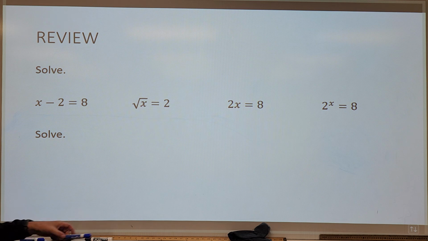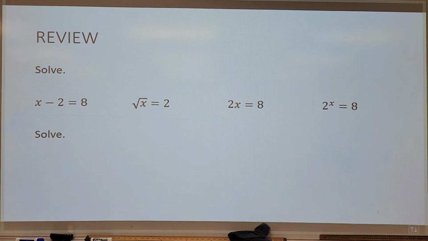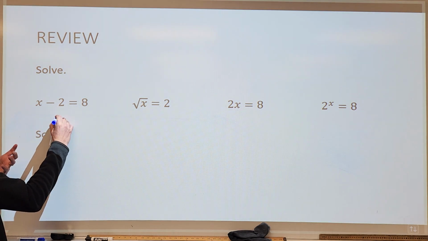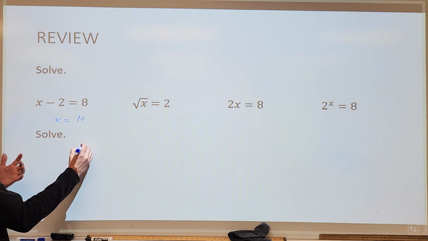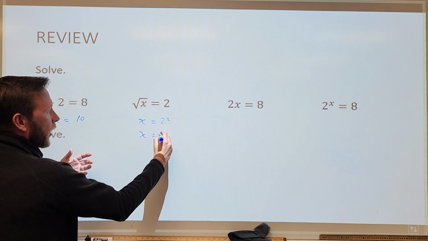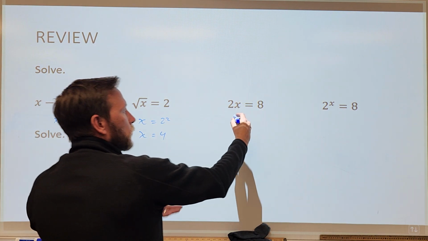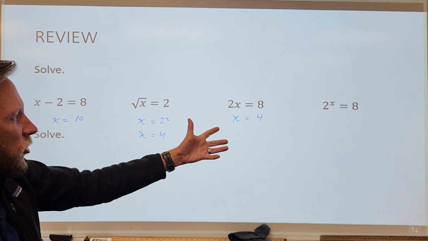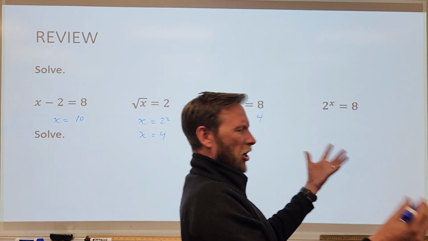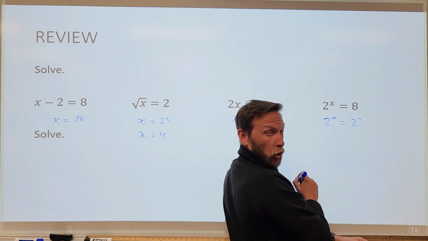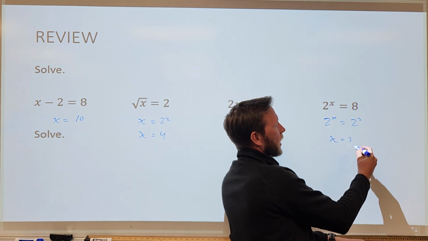So here, we're going to get to solve these things. I don't know why I have solve written twice on there, but whatever. If we're solving this equation, we're going to perform the inverse of subtraction, which is to add. The inverse of square root is to square. The inverse of multiply by 2 is to divide by 2. But the inverse of exponentiation is kind of tough. Like if you don't know that 8 is 2 cubed, then you would not know that x would be 3.